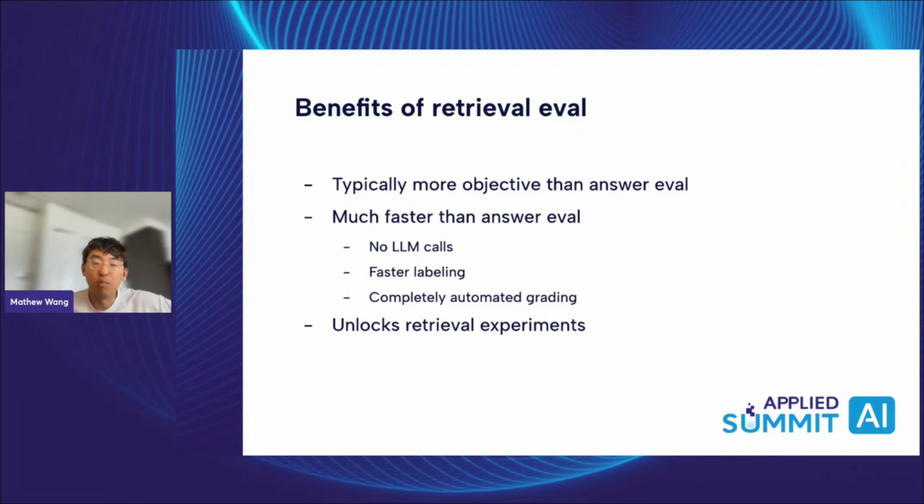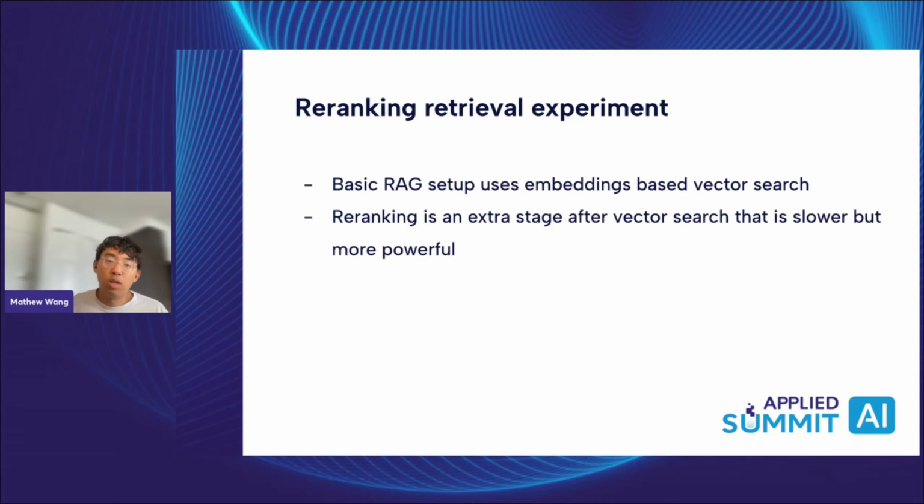And then third, it's completely automated, which we'll walk through exactly how that works later. And then lastly, and probably most importantly, it unlocks retrieval experiments. So experiments specifically aimed at improving retrieval that you otherwise would not be able to do with just answer evaluation. So I'll walk through an example of how powerful a retrieval experiment can be and its setup.